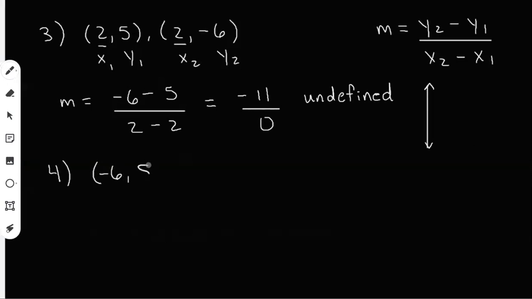I've got (-6, 8) and (4, 8). This time, the y values are going to match up. That's important. So for my first ordered pair, my x value is -6. My y value is going to be 8. And then over here, my x value is going to be 4, and my y value is going to be 8. And I'll put 1s here, and I'll put 2s over here.